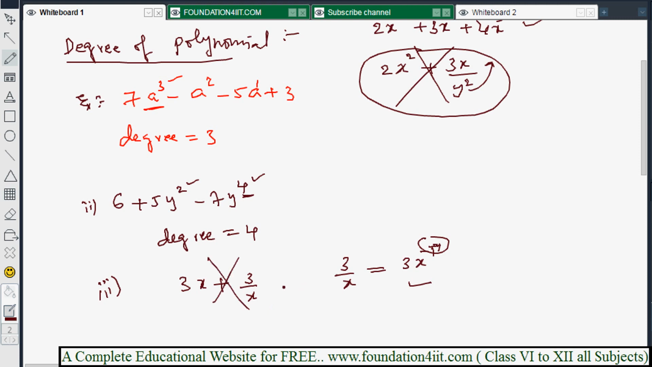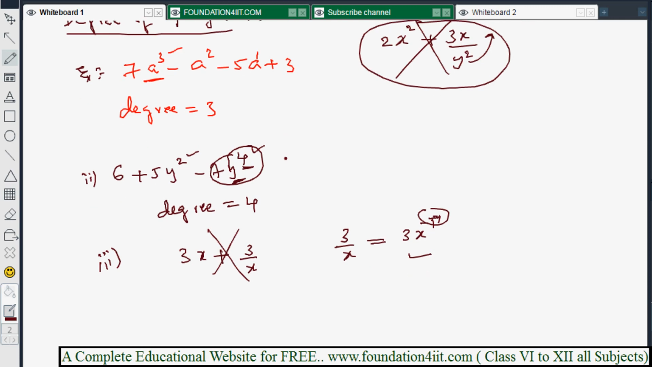The power minus 1 comes, which is not a non-negative integer. Therefore it's not a polynomial, so there is no degree for that. So any example that is given, first you need to find out whether it's a polynomial or not. If it's a polynomial, take the highest power of any one term, means any one variable. For all variables, whichever is the highest power, that only you can take.